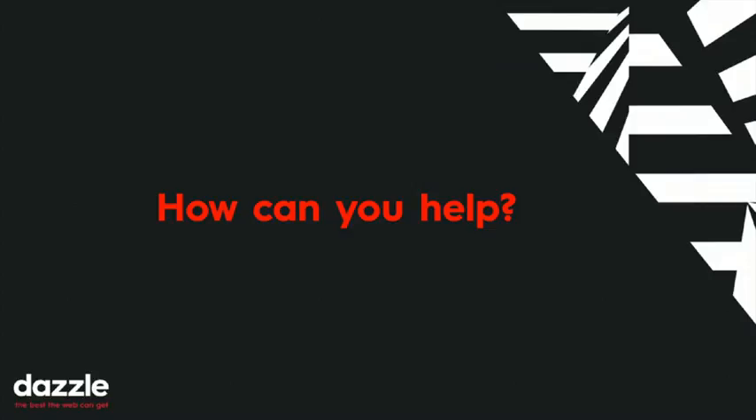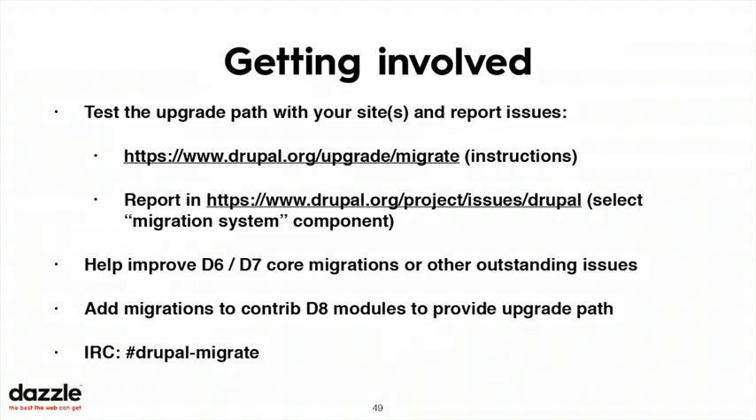So how can you help? If you would like to get involved in migrations in Drupal 8, it would be very helpful to take your old Drupal 6 or Drupal 7 site, install it locally, and just try it out, see how it works. See if you can find any bugs or weird edge cases, and report those. If they are Drupal core related, you can report them in the core issue queue that is linked in the slides. If they are related to contrib modules that you have installed, you should check the issue queue there, of course.